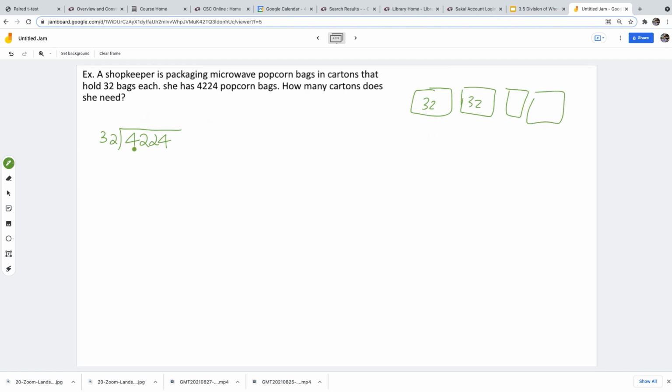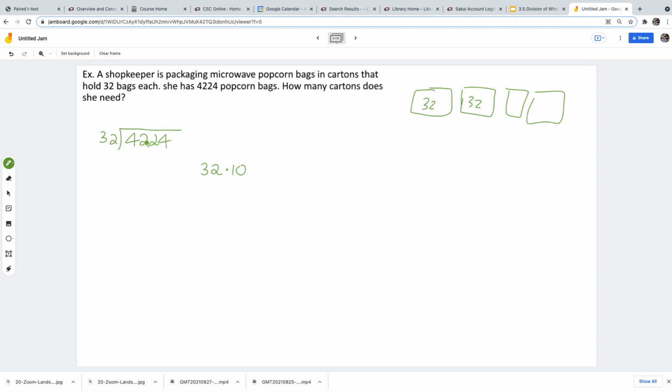So we do 4,224 divided by 32. What's the easiest way that you can think about? I have 32 bags. If you have only one, you can use only 32. You don't want to just subtract 32. How about we go with a bigger value there. If you multiply that by 10, you have 10 cartons, but you only use 320.